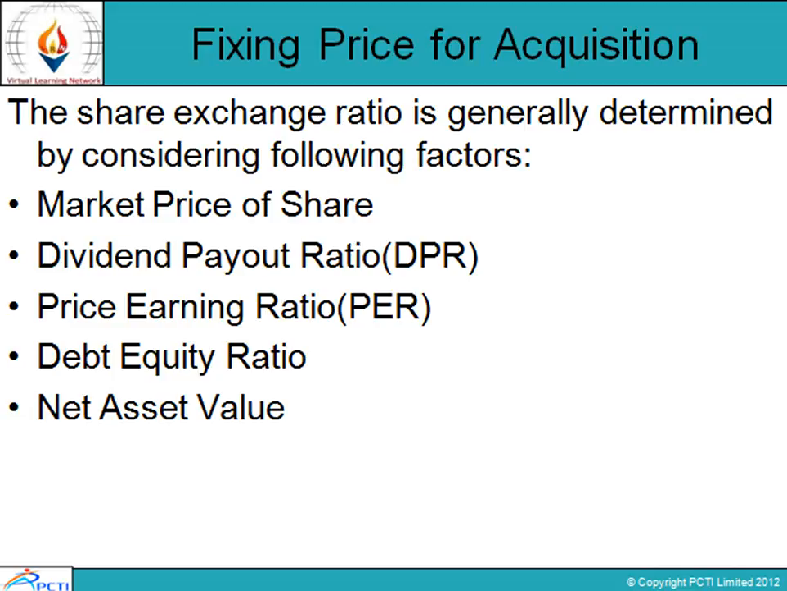In this case, if the offeree company was not paying dividend or its DPR was very low compared to the offerer's, then its shareholders would opt for a share exchange for the growth company by sacrificing their current dividend income for the prospect of future growth in income and capital appreciation. When we talk about price earning ratio, that is PER, the price earning ratio of both the offerer and offeree companies are compared to gauge relative growth prospects.